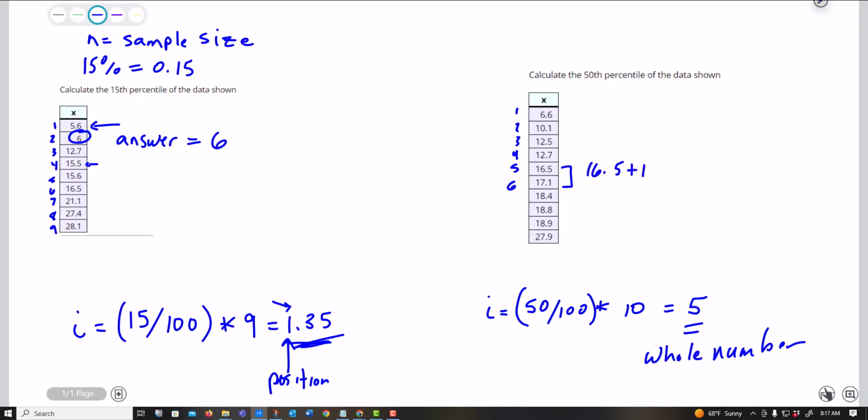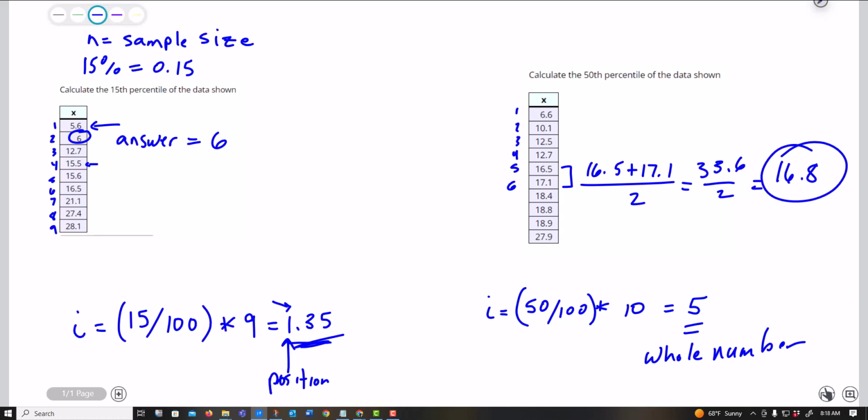So how do you average? You add those, and then you divide by 2. So 17, I'm sitting here punching them in my calculator. I get 33.6 divided by 2. So I do that, divided by 2, and that would be my final answer.